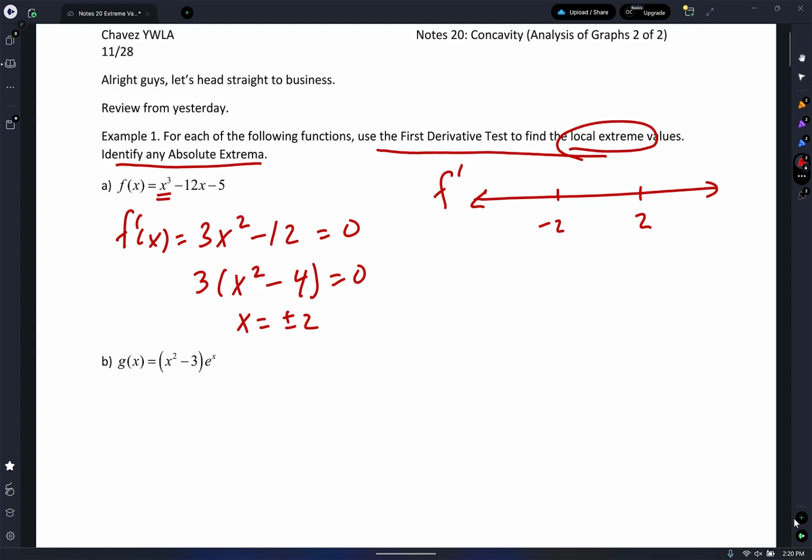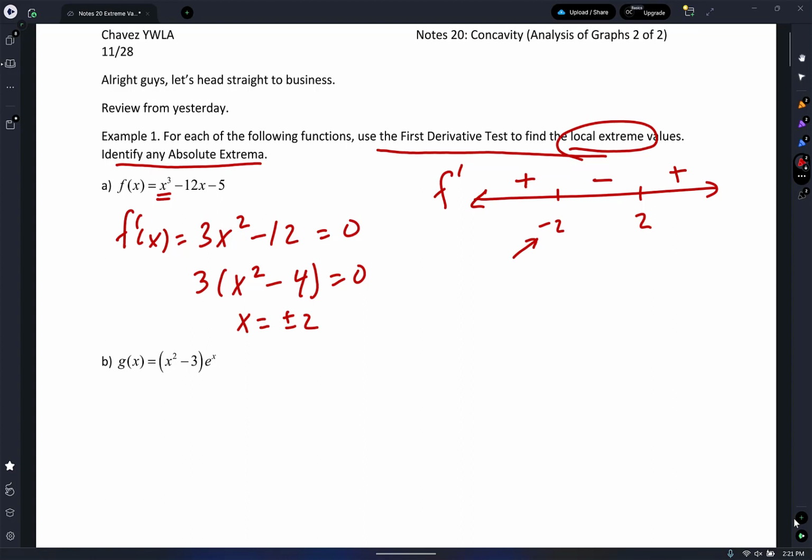Negative 10 squared is 100. 100 minus 4 is still positive, 96. Positive times 3 is still positive, so plus. I pick a number between negative 2 and 2, like 0. 0 squared is 0. 0 minus 4 is negative. Negative times a positive is a negative. And if I pick another number bigger than 2, like 10 or 20, you're going to get another positive again. Cool or not cool?